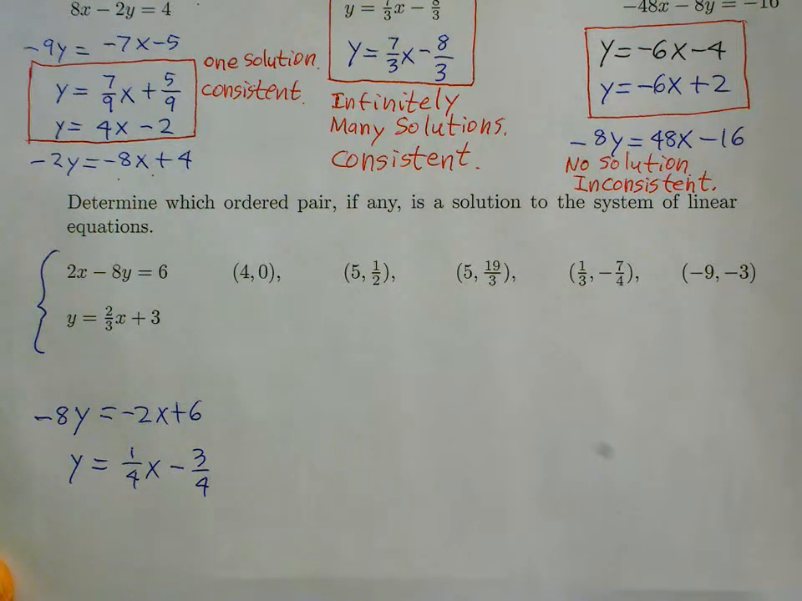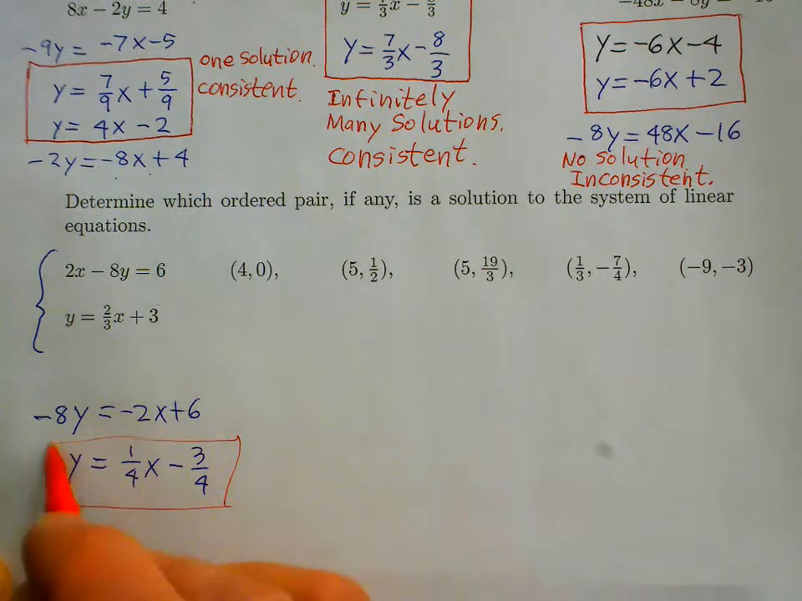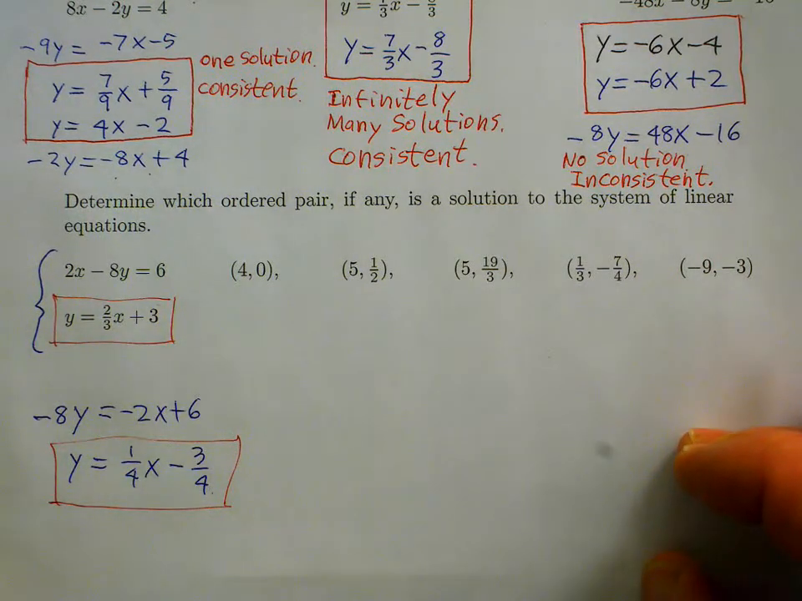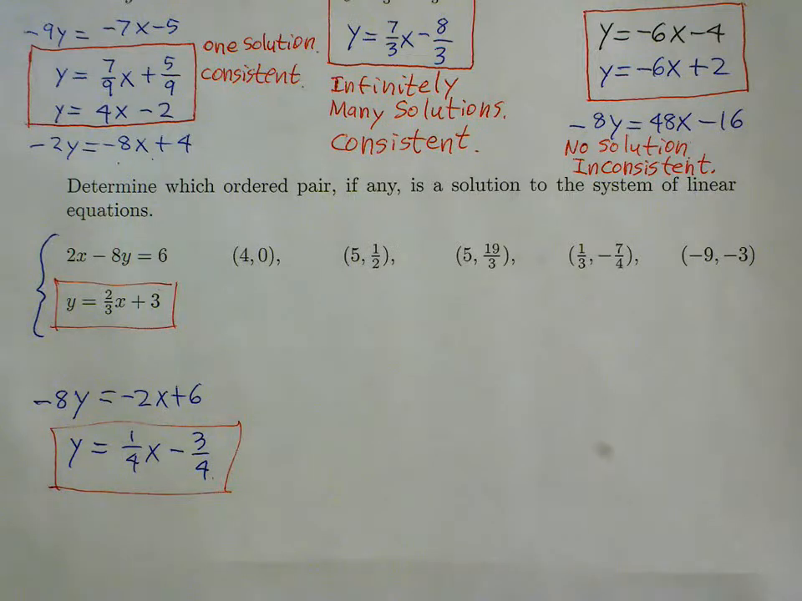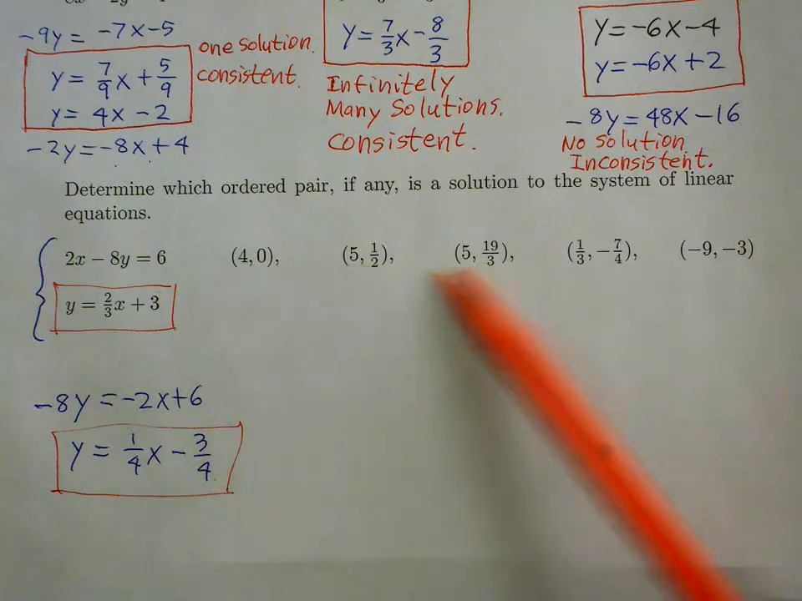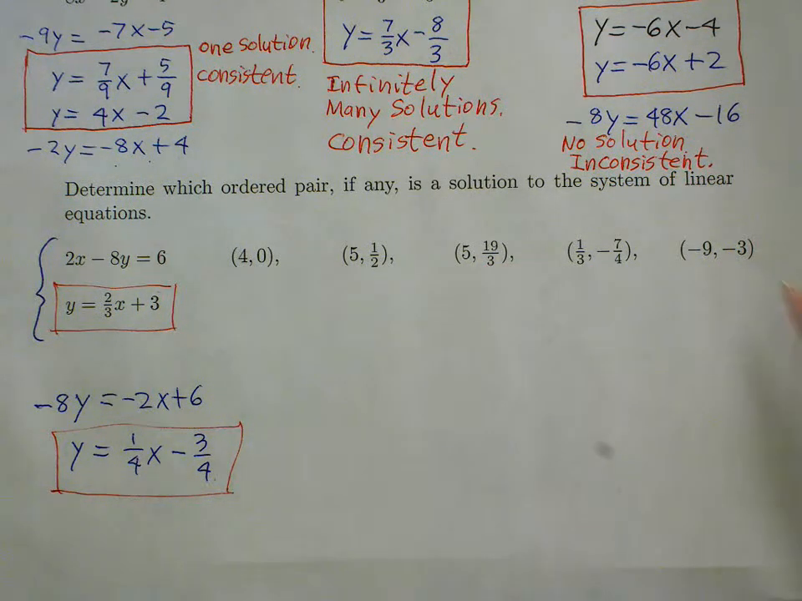Okay, so if you look at these two lines, y equals 1/4 x minus 3/4, and y equals 2/3 x plus 3, we know that there's exactly one ordered pair solution. So that one ordered pair, well, maybe it's in this list of 5, but it doesn't have to be there. I mean, it's possible that all 5 ordered pairs are not solutions. But since there's only one solution, at most one of those ordered pairs is the solution.